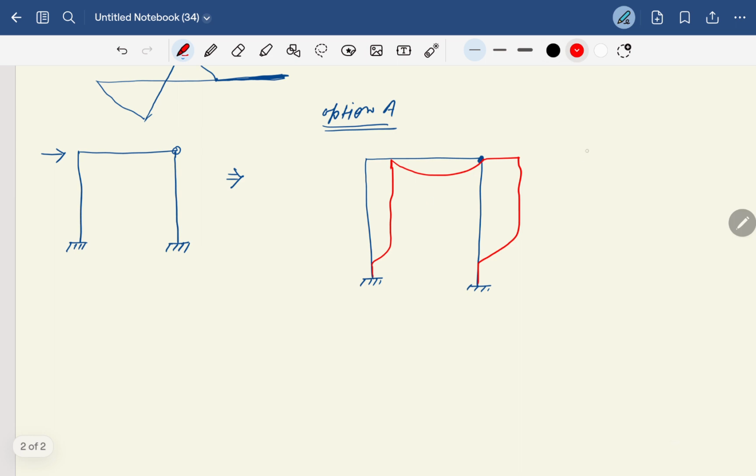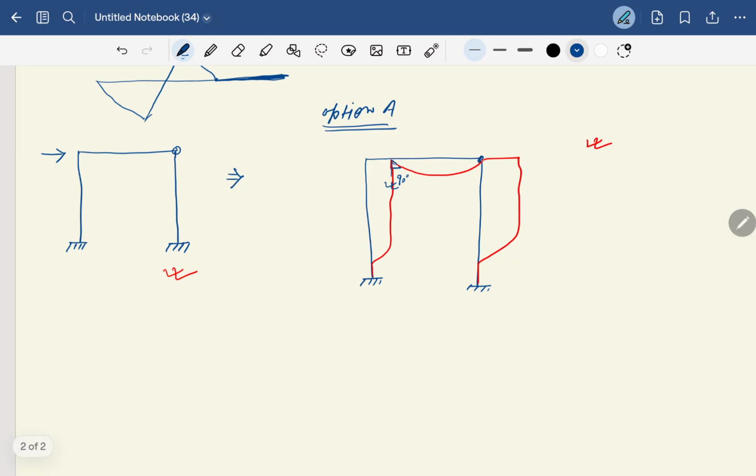Now you have to check whether this option is correct or not for the deflected shape of this portal frame. So always remember the golden rule. What does the first golden rule say? The first golden rule says that at the rigid joint it will always make a 90-degree angle. So this is the rigid joint, and see, this is making 90 degrees. So this is correct.